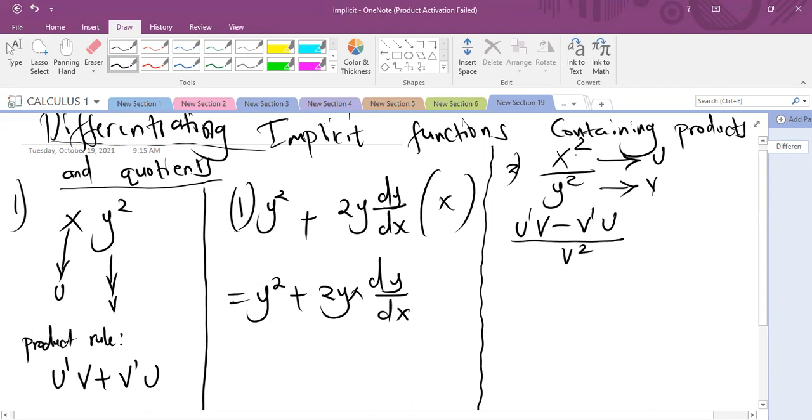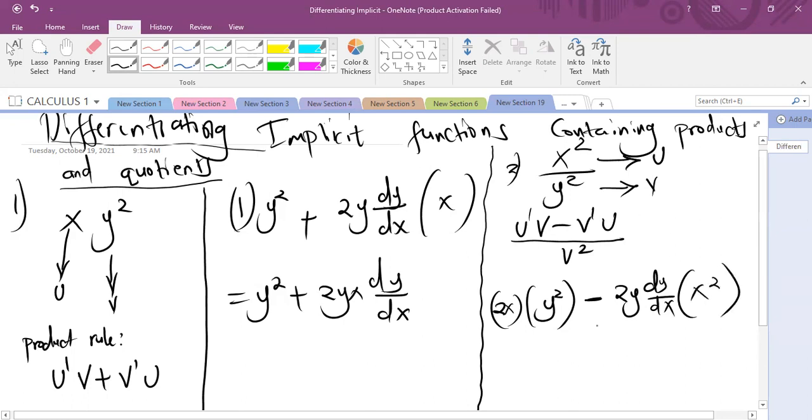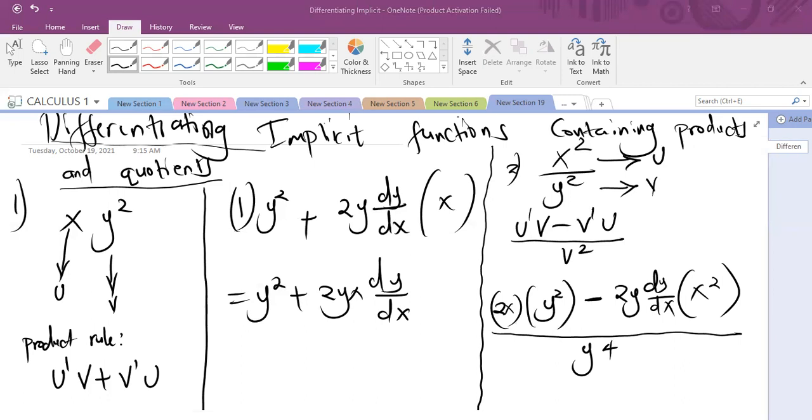Okay, if u is x^2, guys, what is our u prime? Our u prime is 2x. We multiply with v. V is y^2, minus, what is our v prime? If you differentiate y^2, you get 2y dy/dx. Don't forget the dy/dx, multiplied by u, and our u is x^2. And all this is divided by v squared, and our v squared is y^4. And basically that becomes our answer, guys. I hope that's clear.